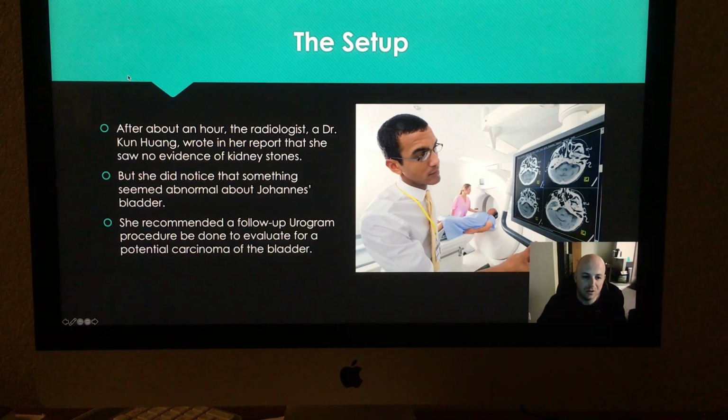So she didn't notice anything as far as kidney stones go, but she did notice a little something on Johannes's bladder, and she recommended a follow-up urogram procedure to be done to evaluate for a potential carcinoma of the bladder.